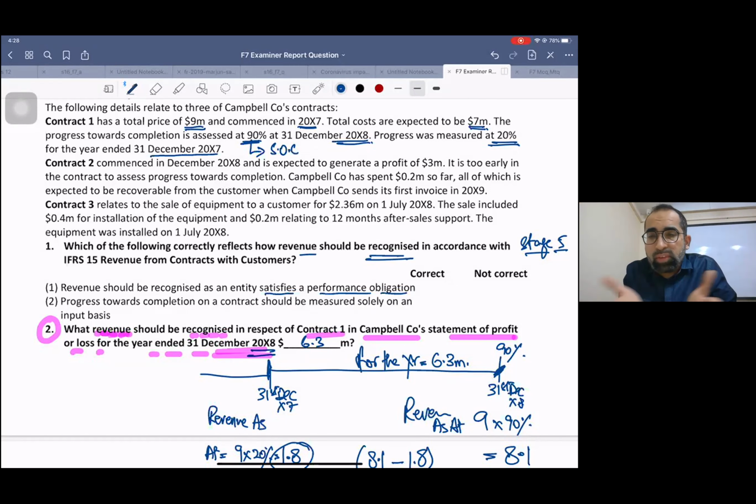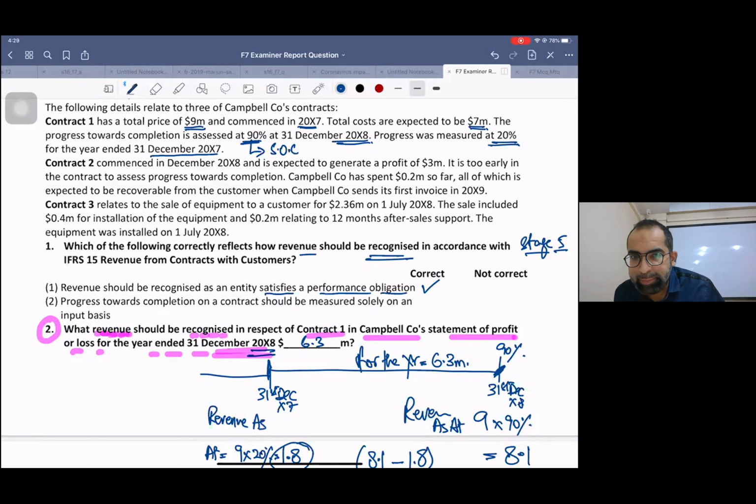And sometimes, like in teaching services, you provide gradual services with respect to time. So in that case, you satisfy the performance obligation over time. Remember this. So this statement is correct. Revenue should be recognized as an entity satisfies the performance obligation. So the first statement is 100% correct, totally correct.